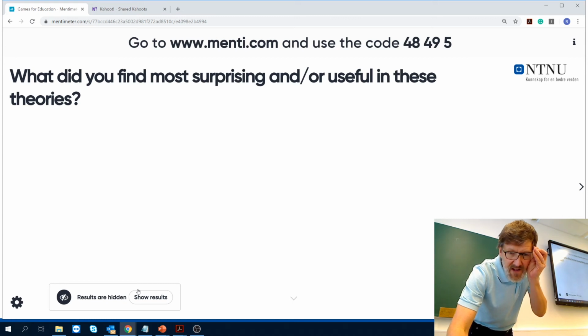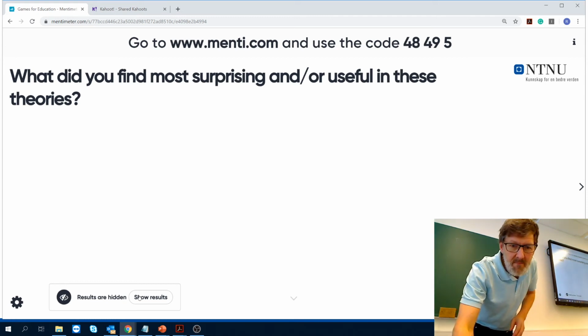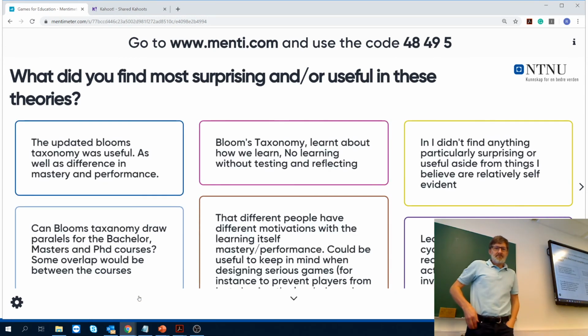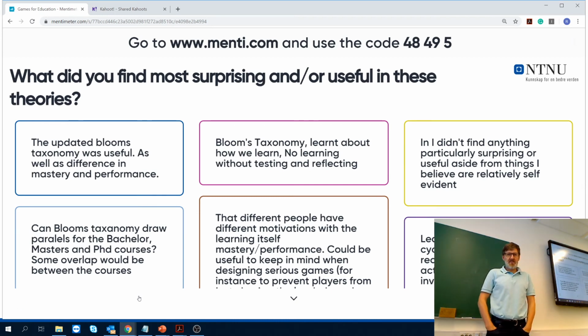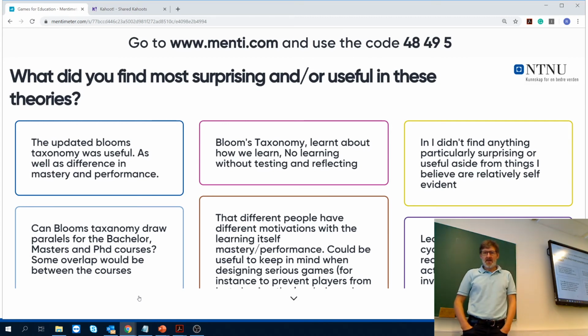Let's see, show results. Updated Bloom's taxonomy. Bloom's taxonomy. Nothing particularly surprising.